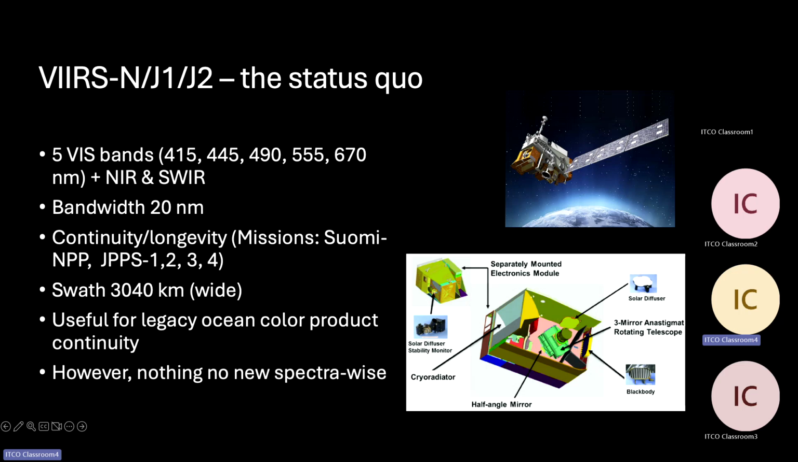But the cool thing about VIIRS was it had a really wide swath. You can almost get daily coverage with VIIRS, but with ocean color, when you start to get to the edge of the swaths, your atmospheric correction tends to get a bit weird because you're looking through a really long wedge of atmosphere. So we tend to trim off sides of those wide swaths.